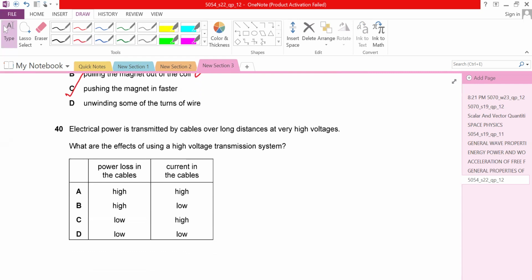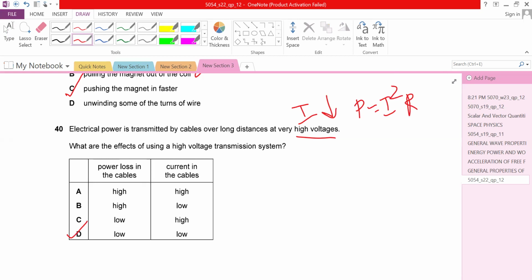Last question, question 40. Electrical power is transmitted by cables over long distances at very high voltages. What are the effects of using a high voltage on a transmission system? When the voltage is high, the current is low. For this, you can use the formula I squared R, but here there isn't any calculation. Power loss in the cable and the current in the cables: the current is low and the power loss is low because the voltage is high.